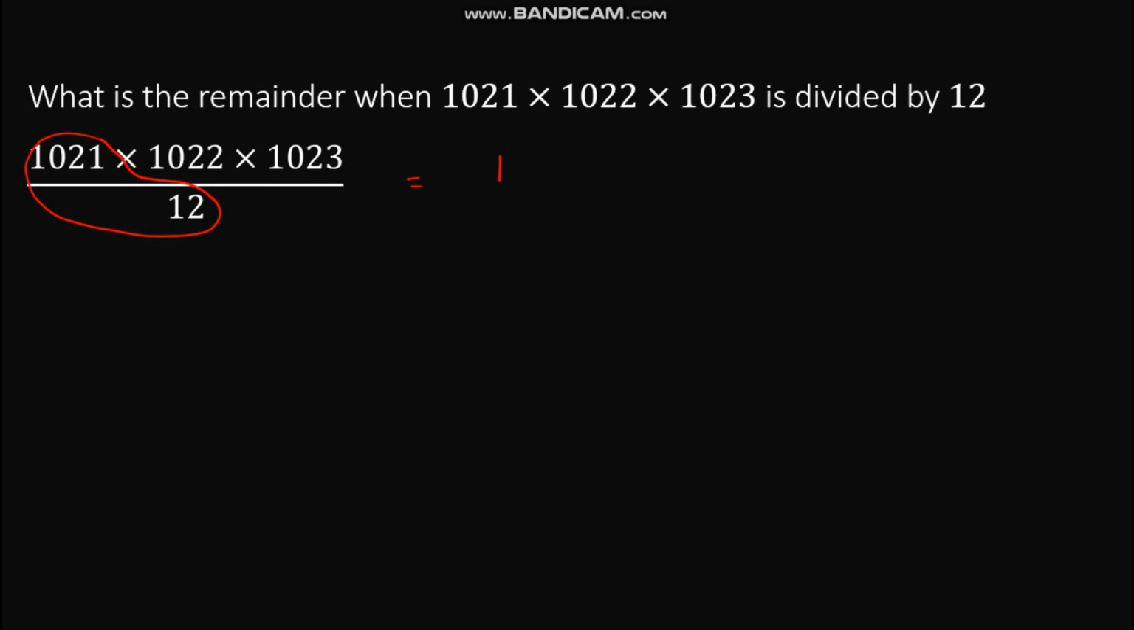Now since 1022 is a consecutive number, the remainder must be equal to 2, and 1023 is again a consecutive number, so the remainder there should be 3. Sorry, this is not addition, this has to be multiplication, right? So divided by 12, the numerator gives us 3 into 2 into 1 is 6, 6 divided by 12. Now if you remember, the numerator here is smaller than the denominator, so the numerator itself should be the answer. So the remainder here is 6.